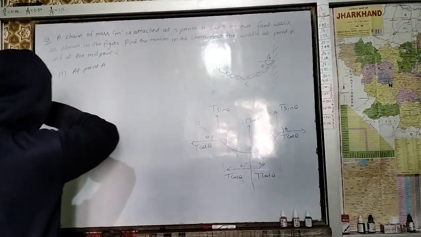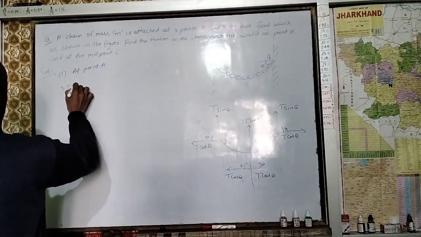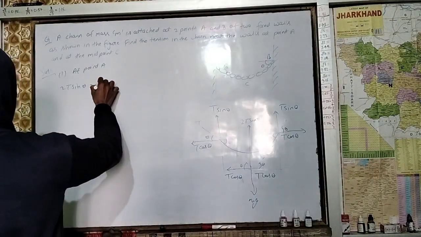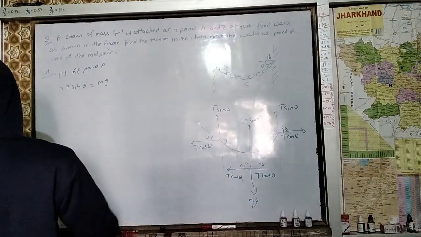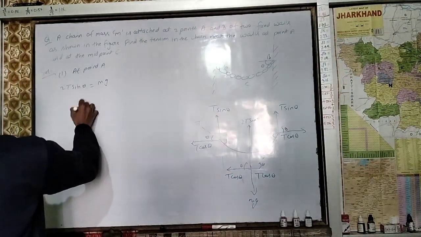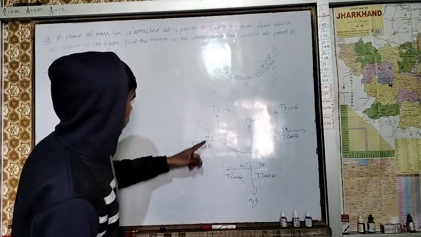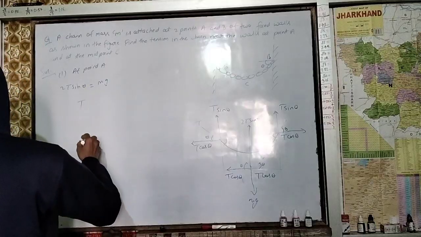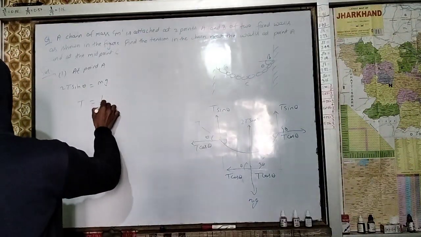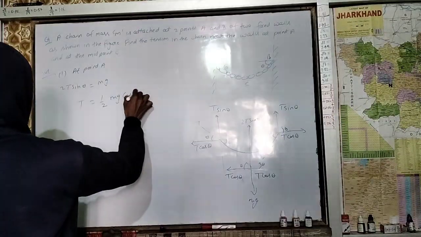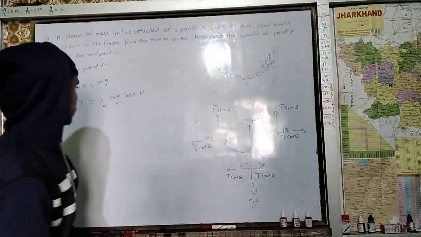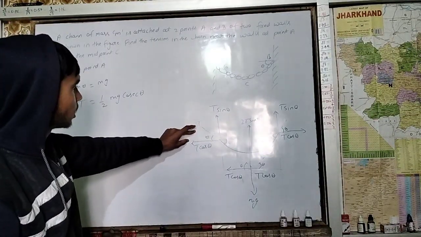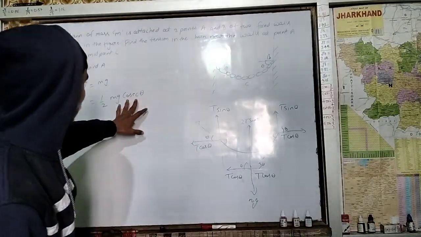Now you can easily write that 2T sin theta is equal to mg, downward. So T will be equal to half mg cosec theta.